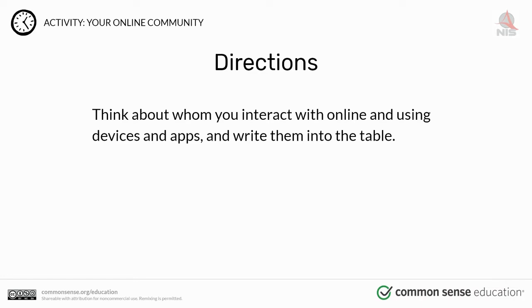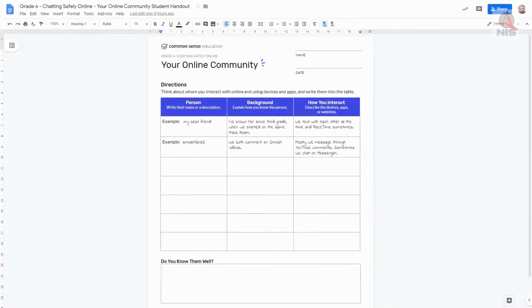Okay, so now think about who you interact with online using devices and apps and write them into the table. There's a handout for your online community. For example, your best friend. I've known her since 3rd grade, and we started on the same track team. We text with each other all the time and face-to-face sometimes. Fill out some people that you can think of.